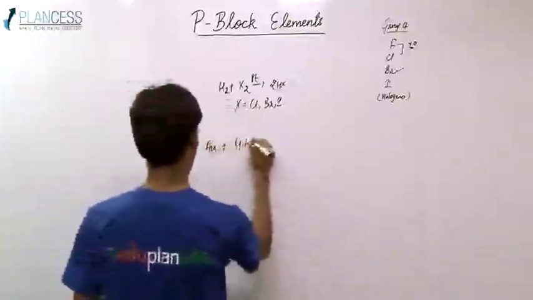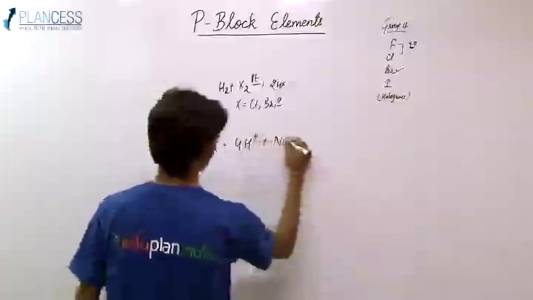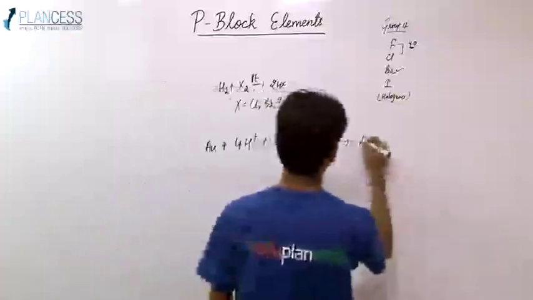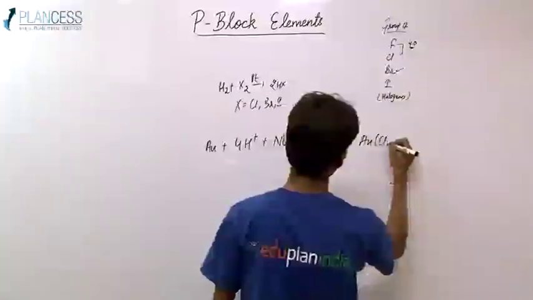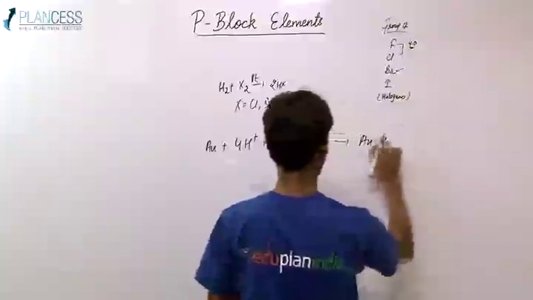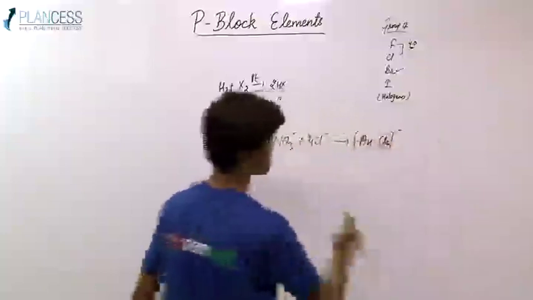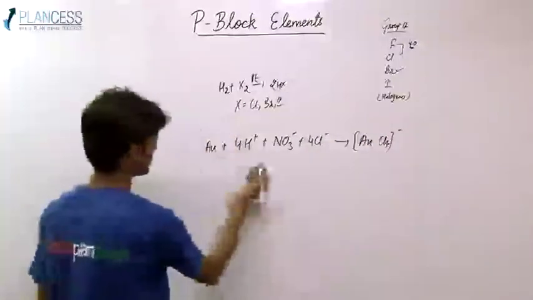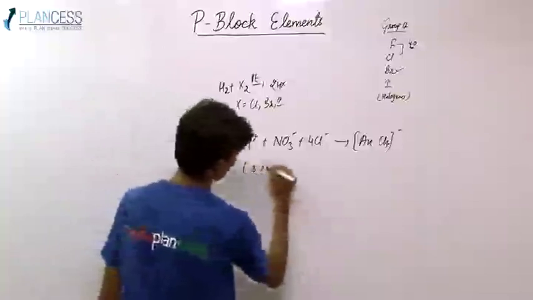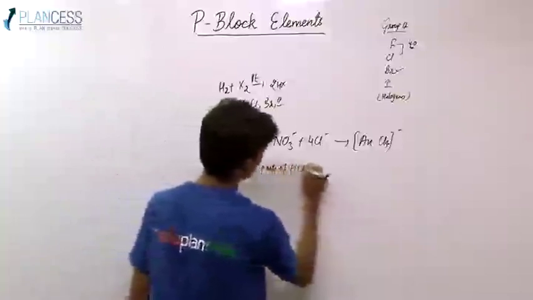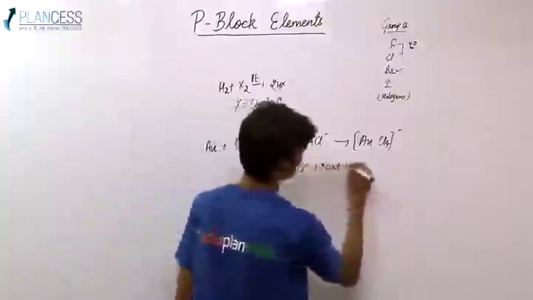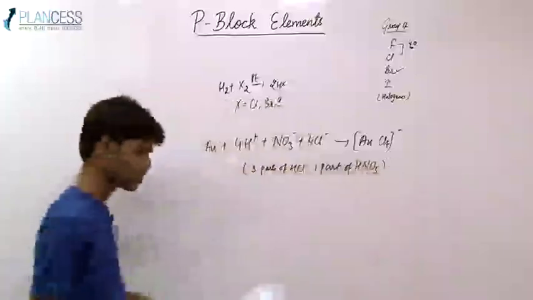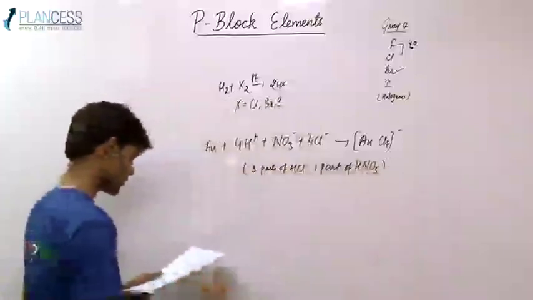Gold, Au plus 4H plus NO3 minus plus 4Cl minus, forms a complex AuCl4 minus, which is a soluble complex. So it dissolves the Au. So here three parts of HCl and one part of HNO3 is the mixture used for dissolving Au or platinum or other inert metals or noble metals.